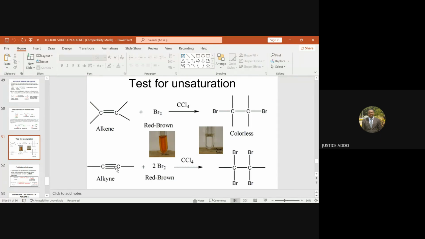In the case of an alkyne, there are two pi bonds that you have to break to get to the single bond. So you need 2 moles of what? The reagent, the bromine in carbon tete. And that is the test reagent for unsaturation. Alkenes react, alkynes react, but alkanes do not react.